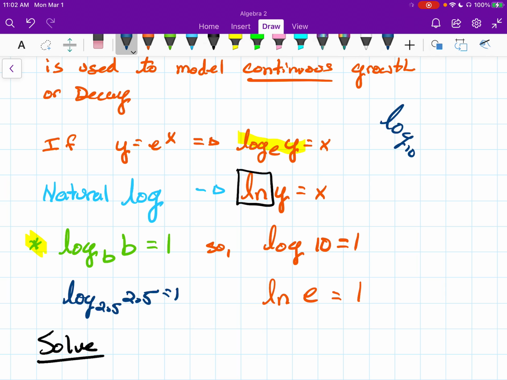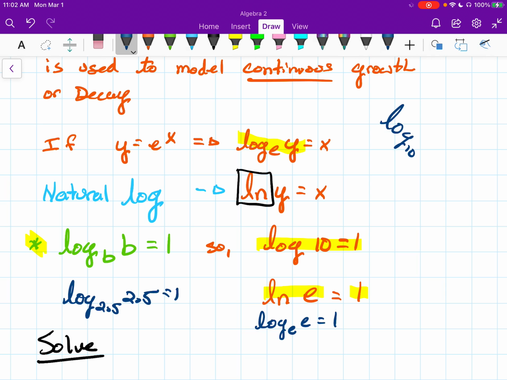So like I have written here, log with no base, so that's log base 10, our common log. Log base 10 of 10 is equal to 1, right? And then below it, we have the natural log of e, and that's how we read that. That's equal to 1, right? Because this is the same thing as log base e of e.